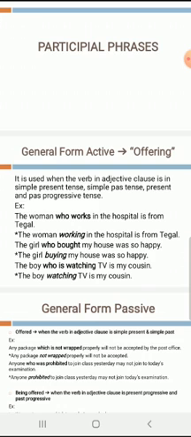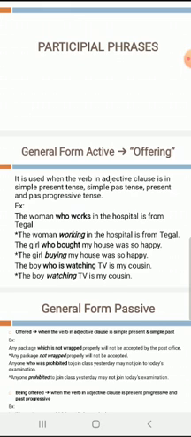The second example: the girl who bought my house. "Bought" is verb 2, so this one is simple past tense. The adjective clause is in simple past tense, so still the same. We only have to change the verb into a gerund. So the girl buying my house was so happy.